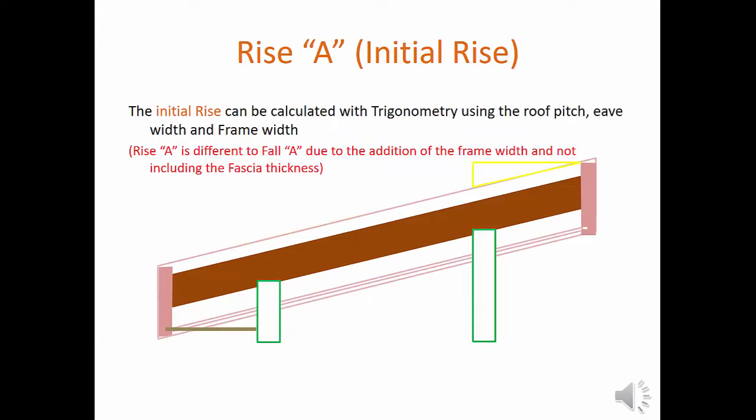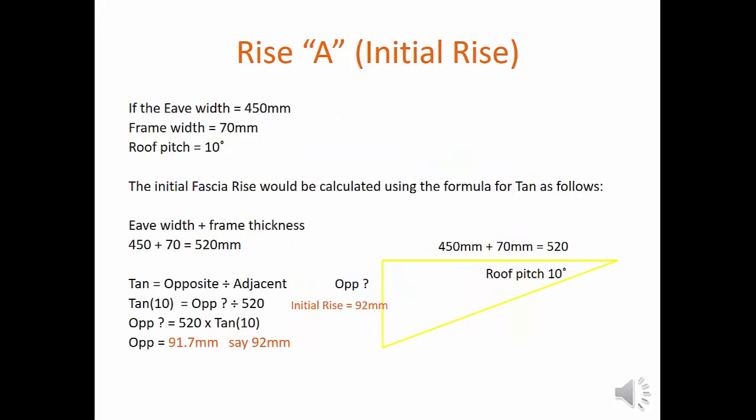Rise A can be calculated with trigonometry also, and this calculation is based on the roof pitch, the eave width, and also the frame width. Rise A is different to fall A due to the addition of the frame width and not including the fascia thickness. So the calculation for rise A is similar to fall A, except one of the components that we use to calculate rise A is frame width. The previous calculation for fall A would have used the fascia thickness, but in this case fascia thickness is replaced by frame width.